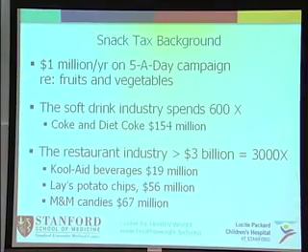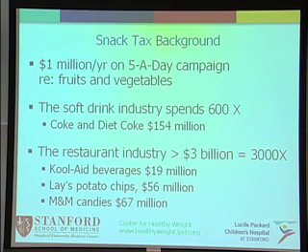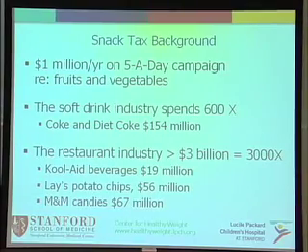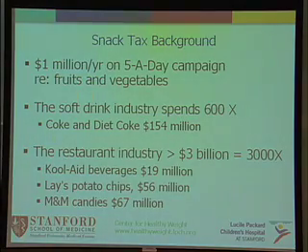Snack tax background, just so you know, the advertising budget is $1 million a year for the 5 a Day campaign, which, as you may or may not have heard, promotes fruits and vegetables. In comparison, the soft drink industry spends 600 times that amount per year, and a small subset of that is Coke and Diet Coke, for example, at $154 million. The restaurant industry spends greater than $3 billion a year on advertising, and that is 300,000 times our national dedication to promoting fruits and vegetables.